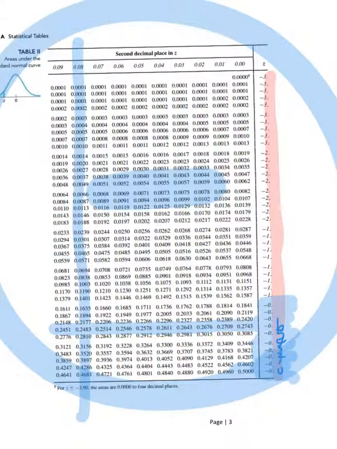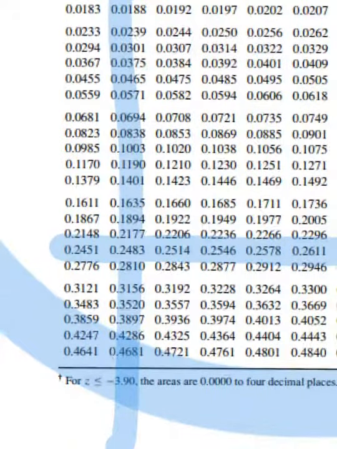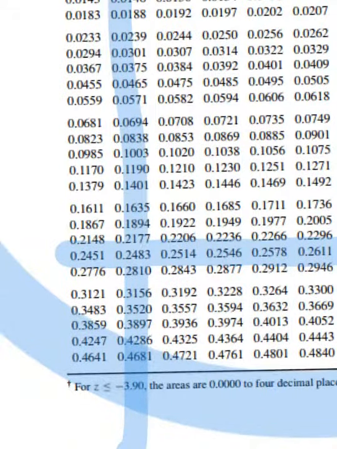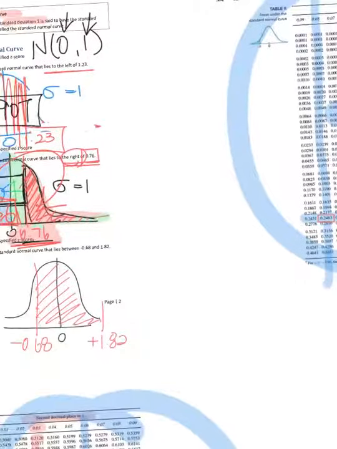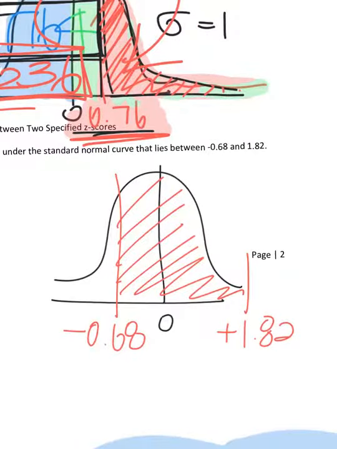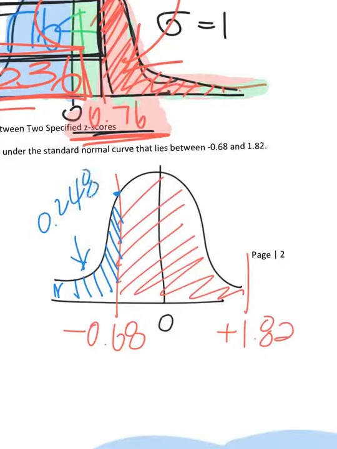What is the probability? 0.2483. Where? To the left. Always left. 0.2483. Here, I mean here, 0.2483.